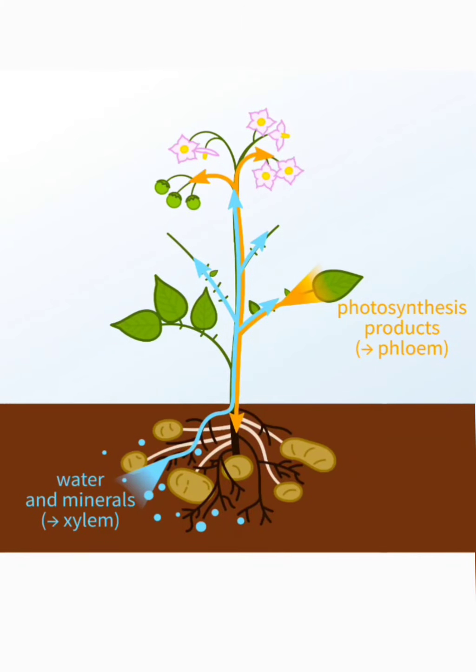Both of these, xylem and phloem tissues, help in the transportation of water as well as food materials. As you can see here, xylem tissue helps in the transportation of water and minerals from the roots to the upper parts of the plant body, whereas the phloem tissue helps in transportation of food materials produced during the process of photosynthesis by the leaves.